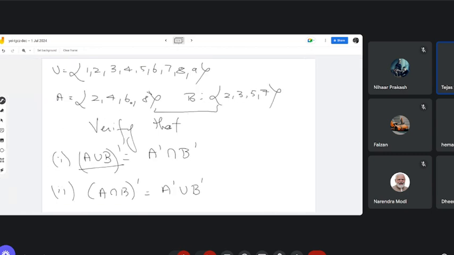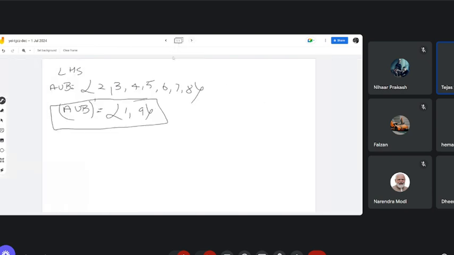Once you combine, you got 2, 3, 4, 5, 6, 7, 8. You combine that with your universal set. Now check what is present in the universal set, but not here. The answer was 1, 9. We get the answer. Cool. This is my left-hand side.